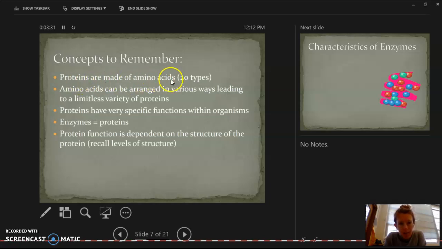Proteins are made of amino acids. We know there are 20 types of amino acids, and they can be arranged in various ways, leading to a limitless variety of proteins. Proteins have very specific functions within organisms. Enzymes are a type of protein, and protein function depends upon its structure. So remember those 4 levels of protein structure: primary, secondary, tertiary, and quaternary. Without its structure, a protein would not be able to function.